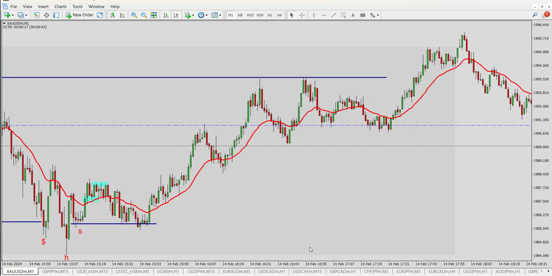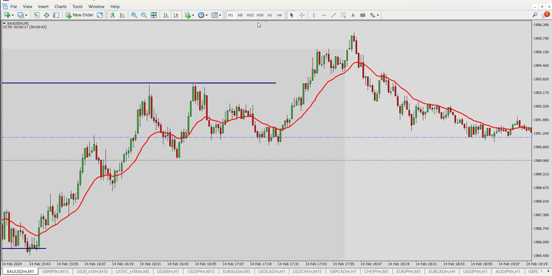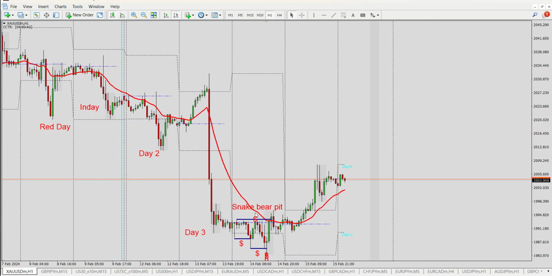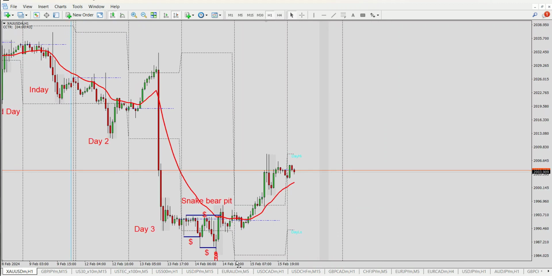Okay, let's go back to an hourly time frame. You see now clearly this closed as a snake bear pit. That's where they try to send people down, which is why I bought on this day, even though I took a loss. Sometimes it happens, the market will have other plans. So it does happen. It was a loss for me, and then I came back to yesterday.